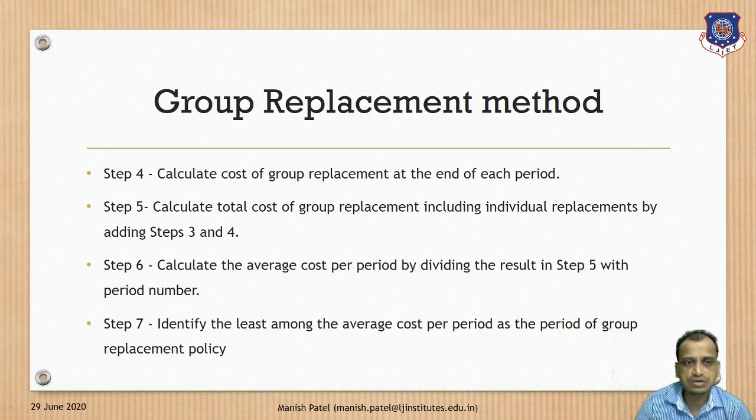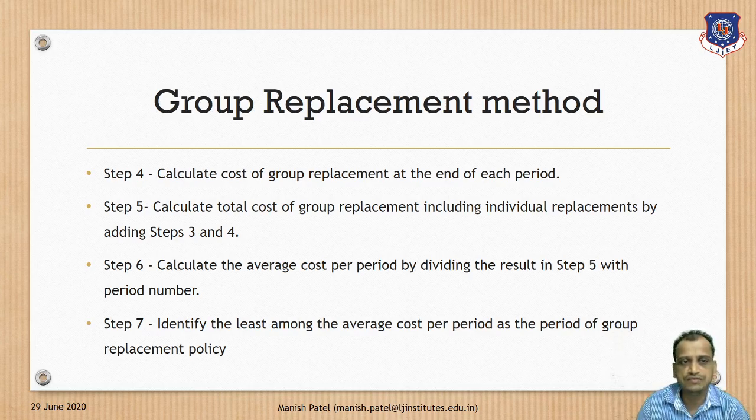What does this algorithm try to say is that first you will find out the cost of individual replacement. Clear? How do you calculate? You will calculate the probability of failures of each and every month or year, whatever criteria you have decided. You will get the probability. Clear? And you will find out the cost of individual replacement.